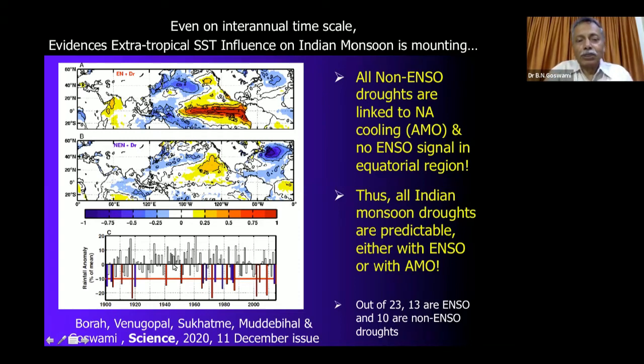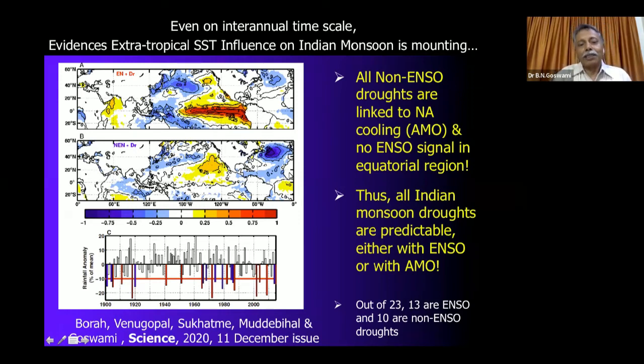Now you do a June to September sea surface temperature anomaly composite for all the El Nino drought years and non-El Nino drought years. And what do you see? For the El Nino drought years, you expect an El Nino signal, a very strong equatorial SST anomaly here. There is a weak negative SST anomaly in the Atlantic and North Pacific, but it is dominated by this El Nino signal. But during non-El Nino drought years, the largest SST anomaly is North Atlantic cooling. And there is nothing in the equatorial region.